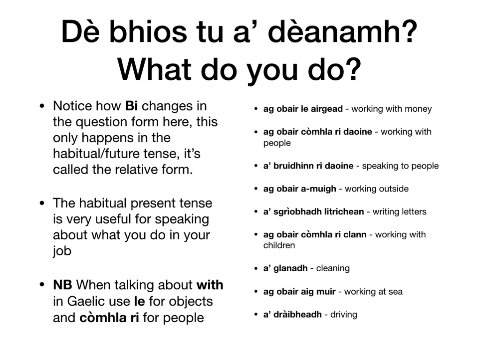And you'll see on the right-hand side some vocabulary that we're going to go through. Be me a gober le airgead. I work with money. Be me a gober colori dunye. I work with people. So if you look at the NB on the left-hand side, when talking about with in Gaelic, you use le for objects and colori for people. So we've already looked at it. Le for objects, colori for people.